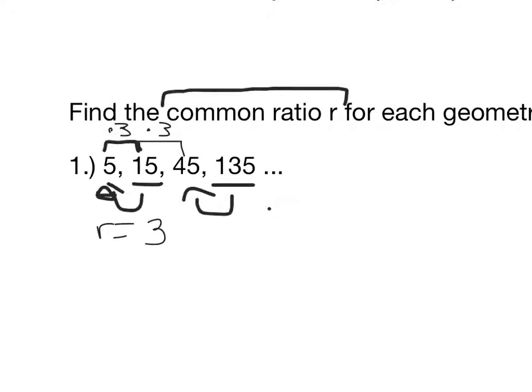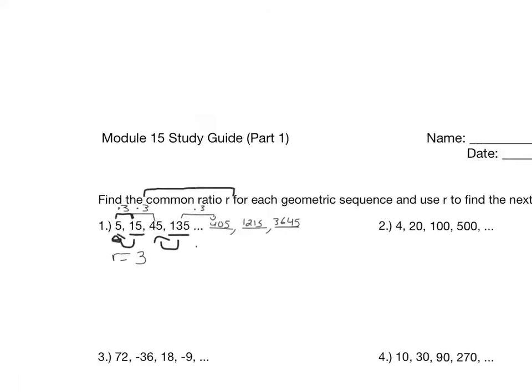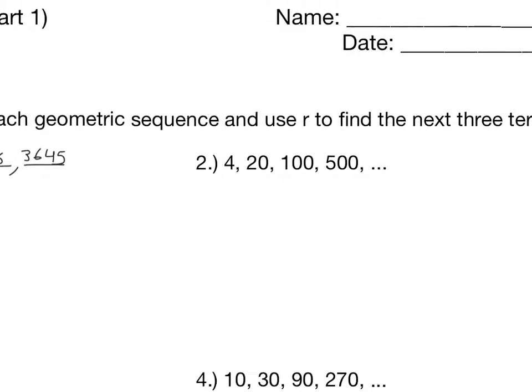That's our common ratio. But now we are asked to find the next 3 terms. So in order to find the next 3 terms, we would just have to multiply 135 by 3, and that would give you 405. Then you'd have to multiply that by 3, and that would give you 1,215. Then you multiply that by 3, and that would give you 3,645. And that's it.